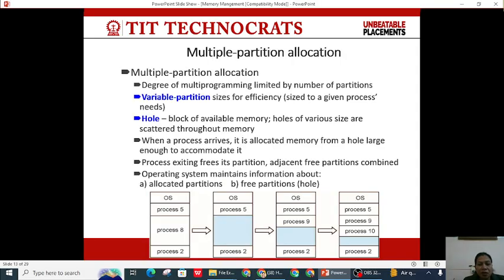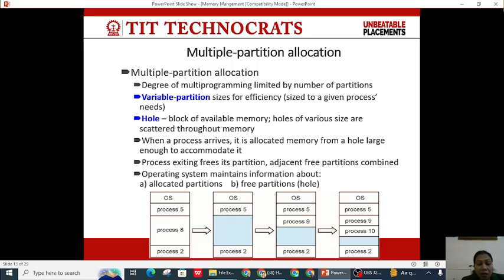Multiple partition allocation is also called MFT, multiprogramming with a fixed number of tasks. So we have multiple partitions, but the number is fixed initially. Suppose we have six partitions in the memory, so we can have at most six processes at a time. So the degree of multiprogramming becomes six.